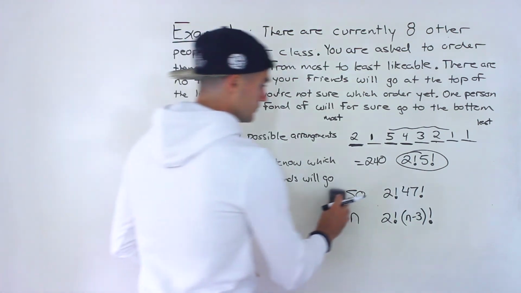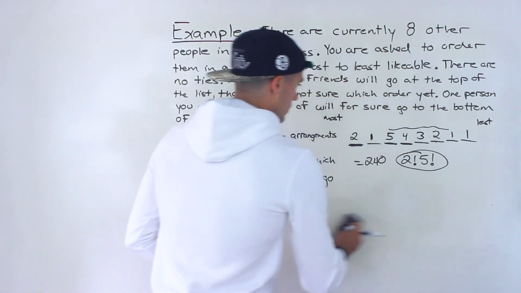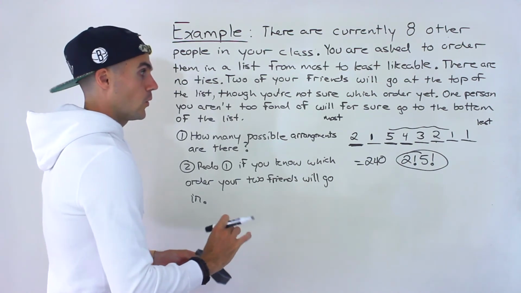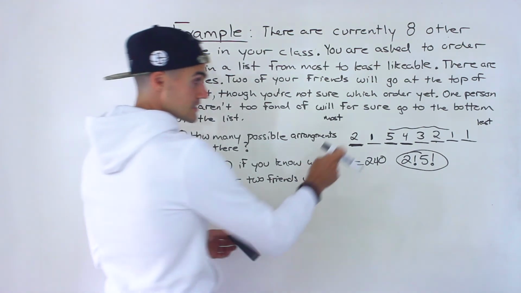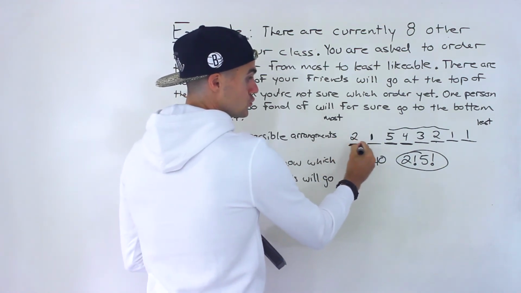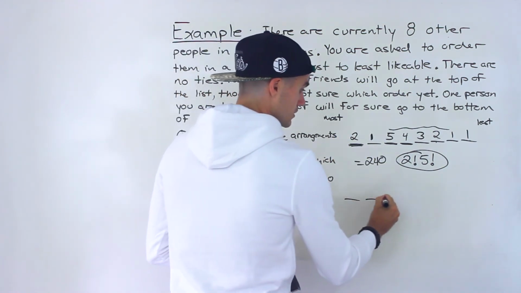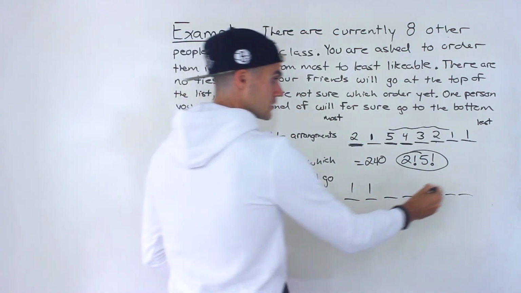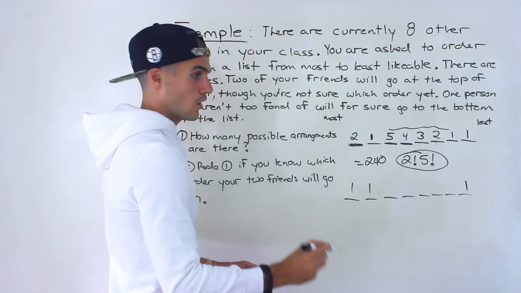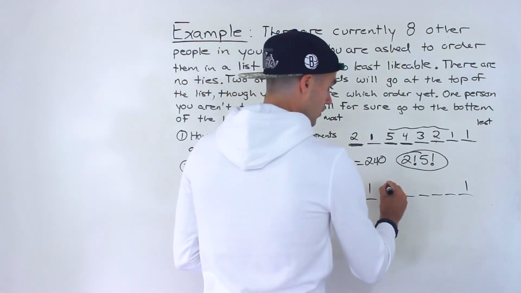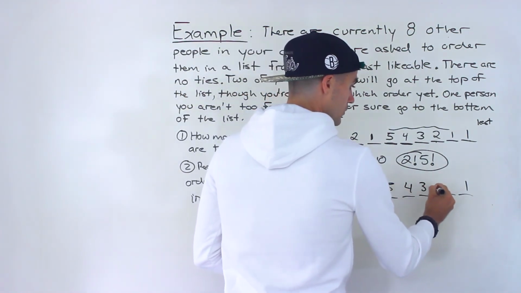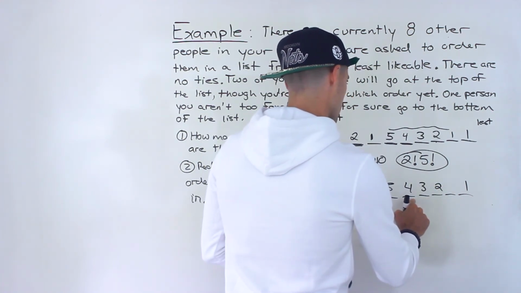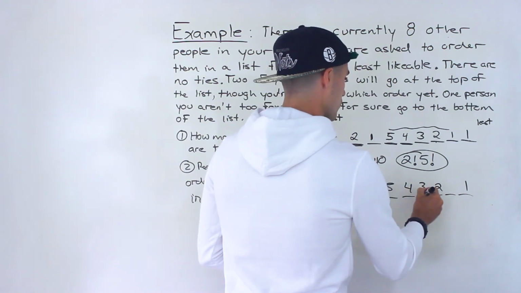Now, number 2, they're saying redo number 1 if you know which order your 2 friends will go in. Well, if we know which order they're going to go in, then this is going to be 1 and 1. There's no longer 2 possibilities for that first position. So if we write out these positions, this is going to be 1, this is going to be 1, this is going to be 1. All those positions are going to be spoken for, and we're still going to have the 5, 4, 3. Or how many did I put here? Yeah, 5, 4, 3, 2, 1.